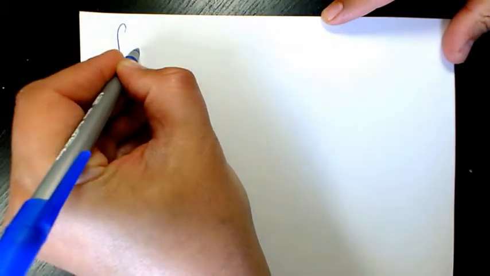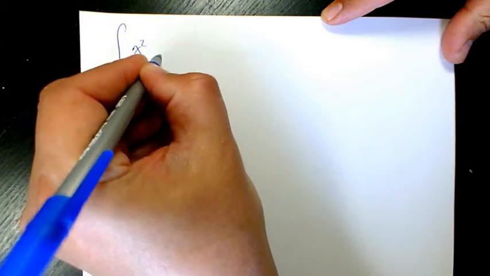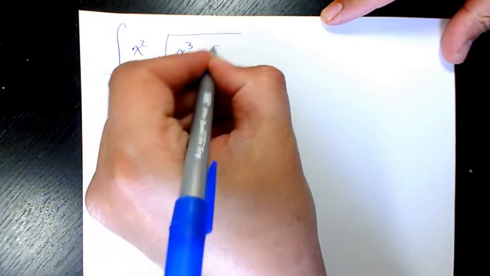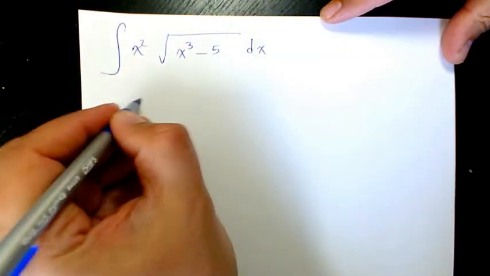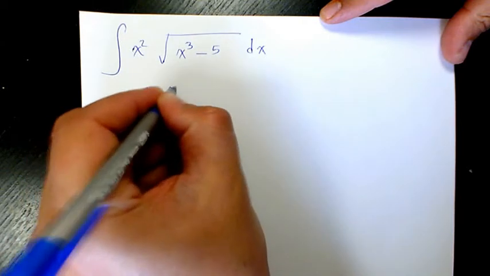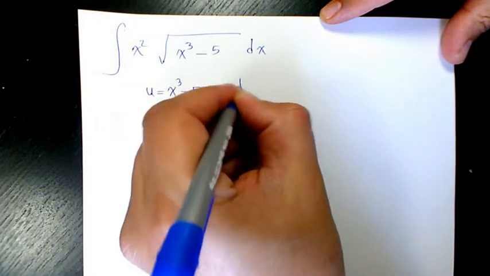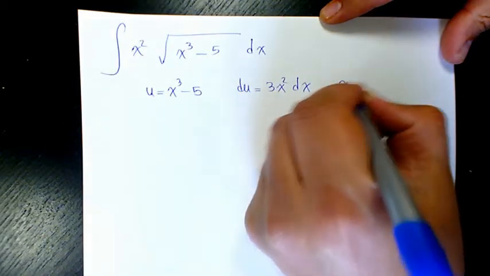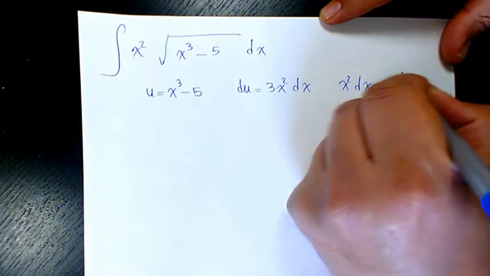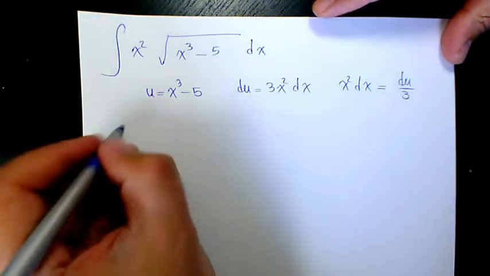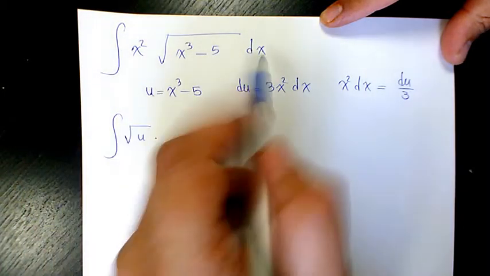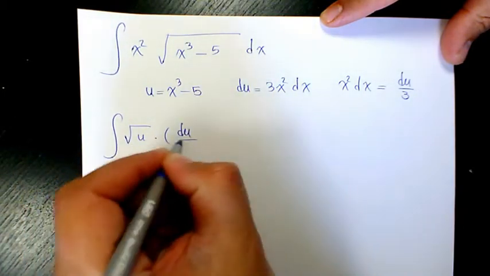Next example is the integral of x squared times the square root of (x cubed minus 5) dx. So u is x cubed minus 5, so du is going to be 3x squared dx. So x squared dx is going to be du over 3. So we have the square root of u times x squared dx, which is du over 3.